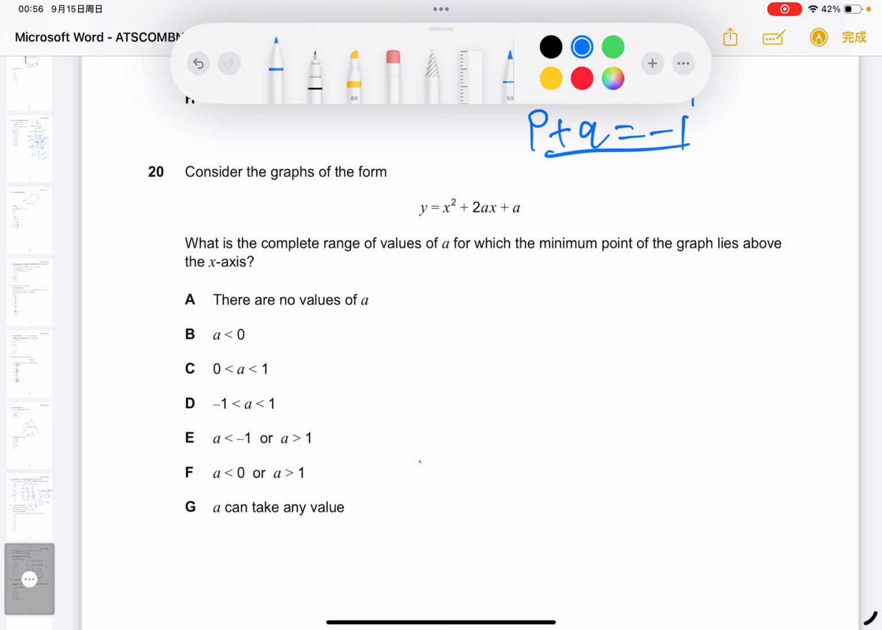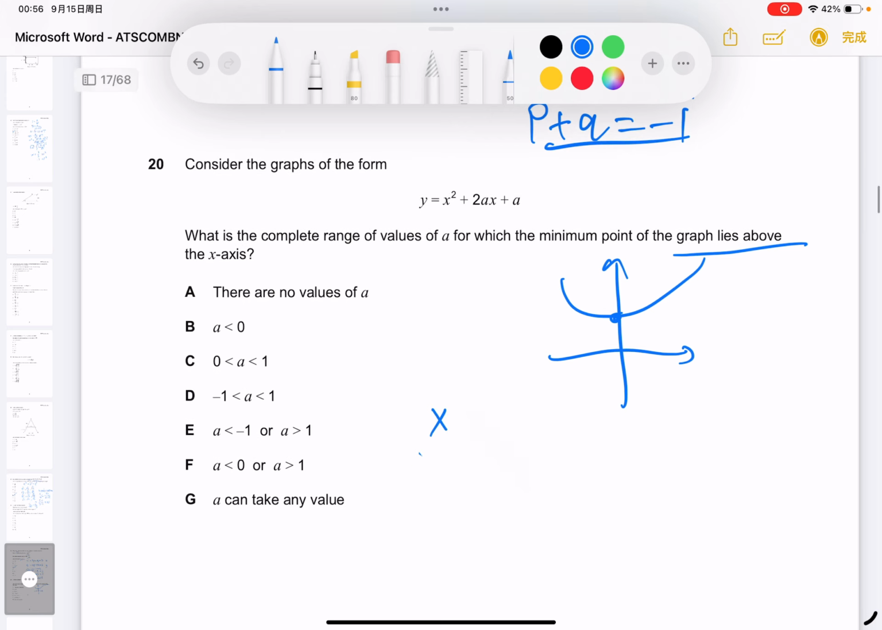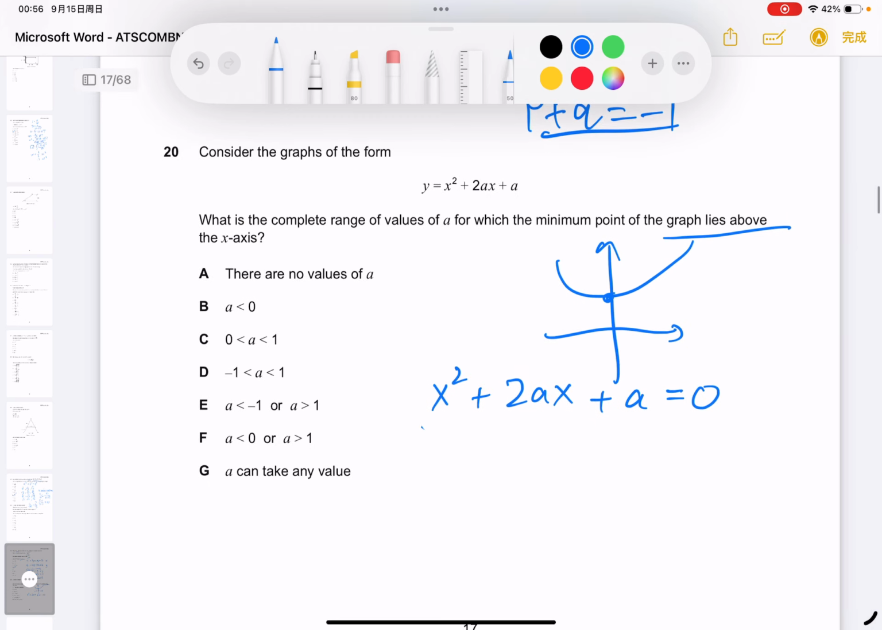So consider a graph of the form y equals x squared plus 2ax plus a. What's the complete range of values of a for which the minimum point of the graph lies above the x-axis? What does that mean? Let's draw a graph to visualize this. So this means that this graph never touches the x-axis. So the equation x squared plus 2ax plus a equals 0 has no real solution. And what's the way we can represent that? So the correct way is b squared minus 4ac is less than 0.